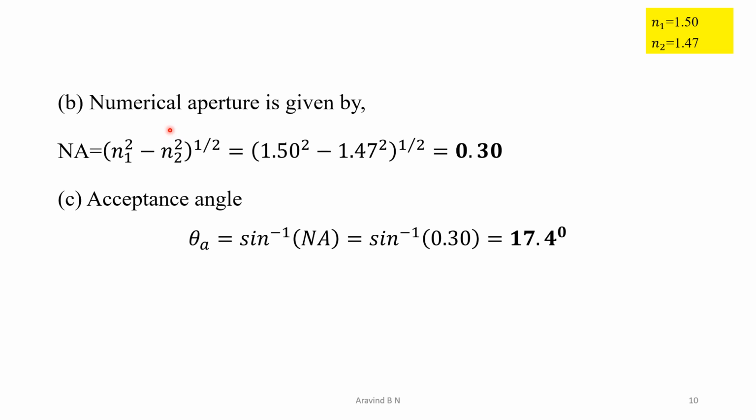Make the substitution and we are going to have this answer. Second, calculation of the numerical aperture. The numerical aperture is given by (n1 square minus n2 square) whole to the power of 1 by 2. We know these two parameters, make a substitution, resolve it, and we have the answer for the numerical aperture. Now coming to the acceptance angle theta A. Theta A is given by sin inverse of the numerical aperture, which has just been calculated. Substitute it, and we have the corresponding answer.